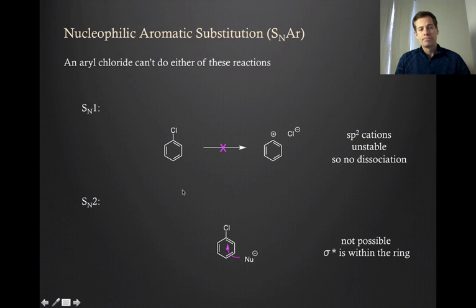By the same token, SN2 chemistry is not possible either. Remember, we're looking for backside attack to a sigma star orbital, and in the case of a benzene ring or other aromatic ring, the backside attack would actually be within the ring, so it's just geometrically not possible. So neither of those substitution mechanisms can happen with benzene derivatives.